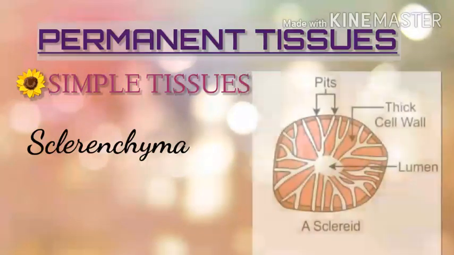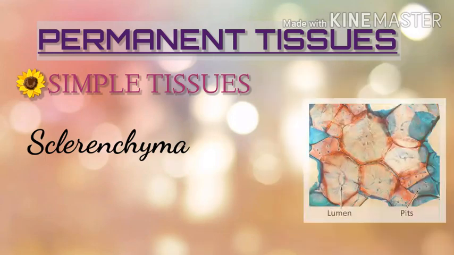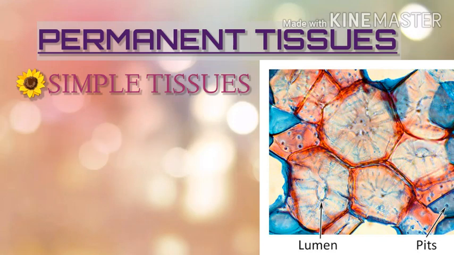Another type of sclerenchyma is sclerites. The cells of sclerites are small, oval or irregular in shape. They have very thick cell walls with pits. The cell wall is thick due to the presence of lignin. Sclerites are found in the seed coats and pulp of fruits. They provide a gritty texture and crunchiness to fruits and seeds.